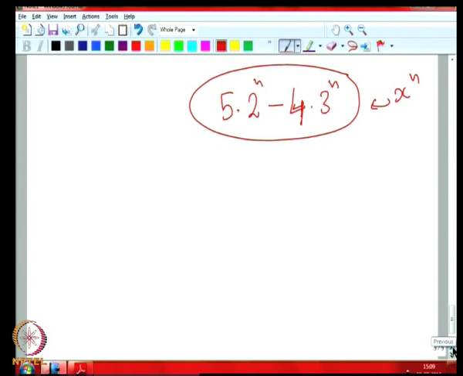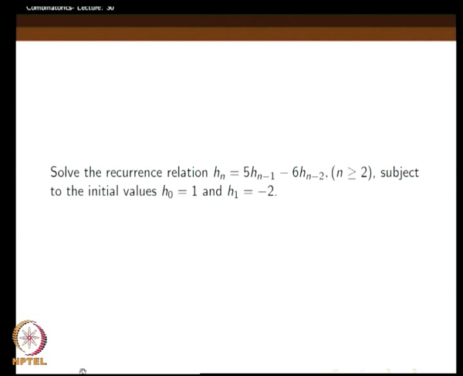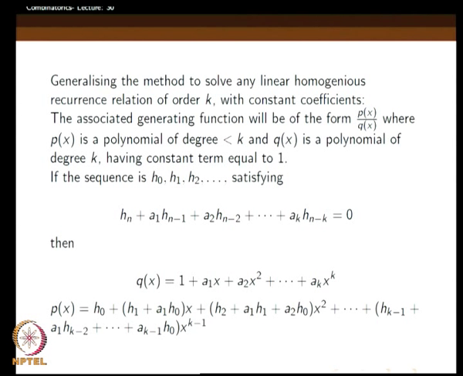Now, when we look at this method, we will see that this is quite general, right. We can do it for any homogeneous linear recurrence relation with constant coefficients, of order k, suppose. So, we can do it. We will just sketch out how we go about doing it, generalizing the method to solve any linear homogeneous recurrence relation of order k with constant coefficients.